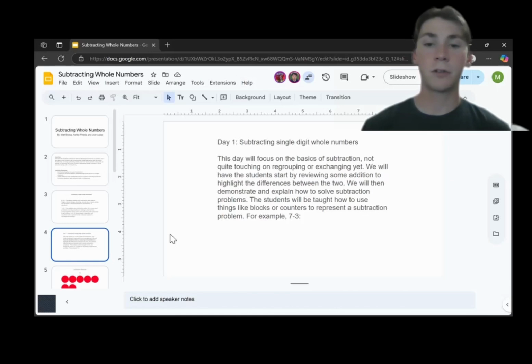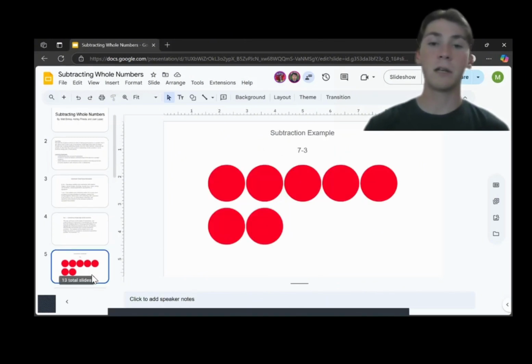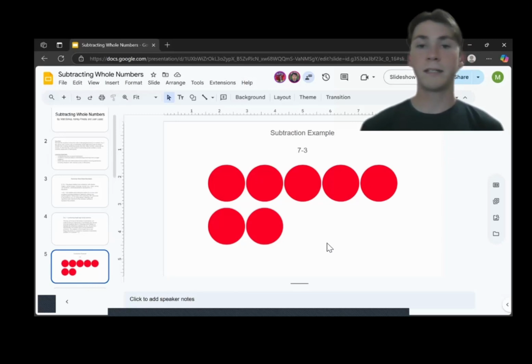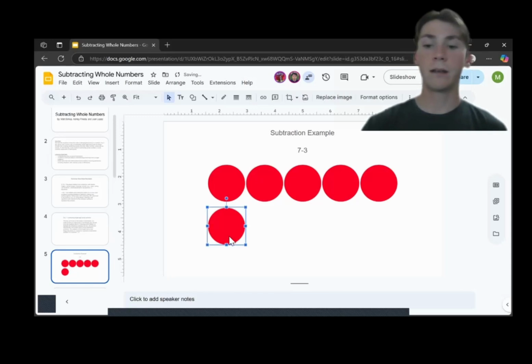We will then demonstrate and explain how to solve subtraction problems. The students will be taught how to use things like blocks or counters to represent a subtraction problem. For example, 7 minus 3. We will start by displaying a number of counters. These counters will total up to 7, and as we ask the students to take away 3, we will demonstrate that by taking away, you are fully removing 3 items.